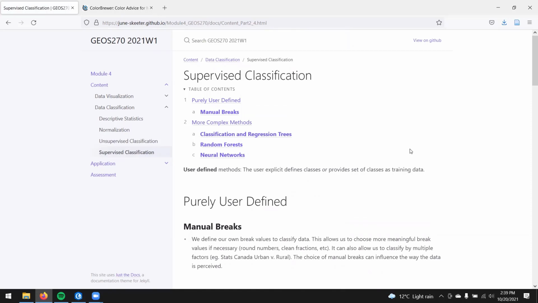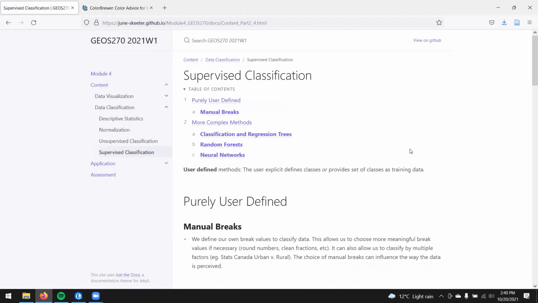So those are just some of the unsupervised methods. Again, it's not purely unsupervised. You have to make the choice of classification, and you have to decide how many classes you want. So it's more like minimal supervision. But then we've got supervised classification.